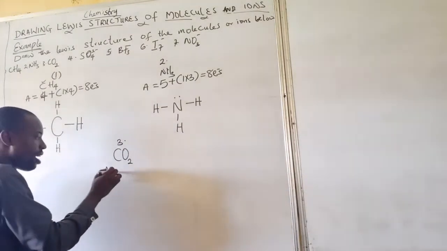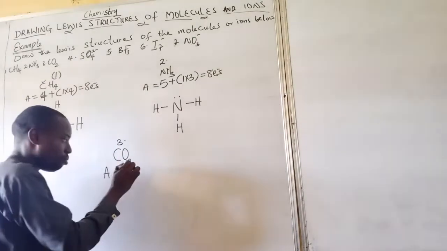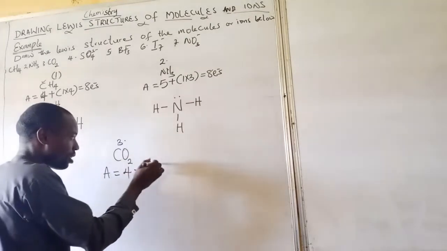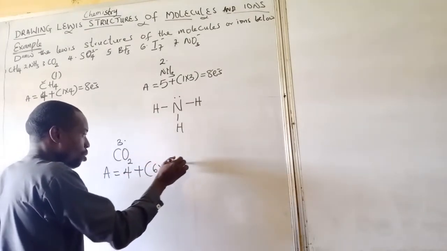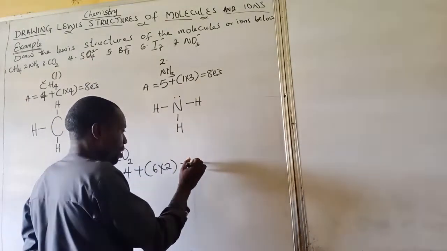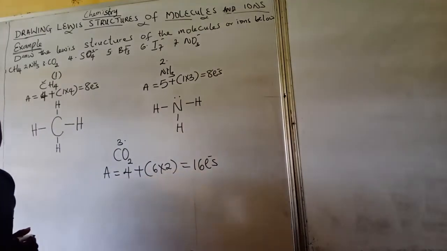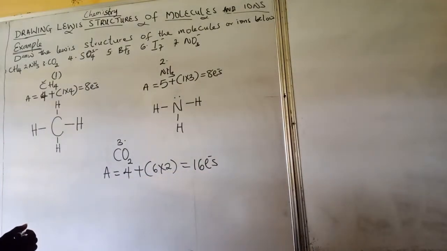The magic number here is: carbon is 4, plus oxygen is 6 times 2. That's 12 plus 4. What does it give me now? 16 electrons. Is that clear?